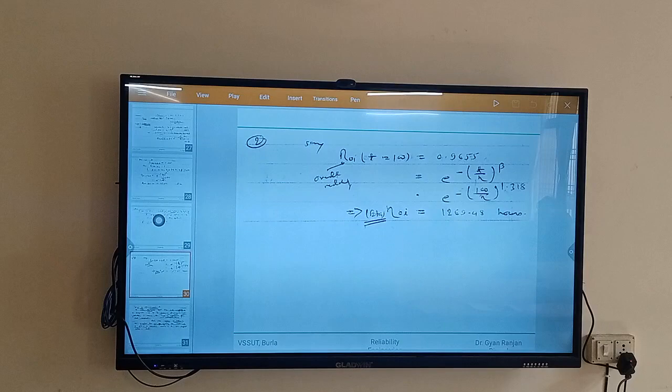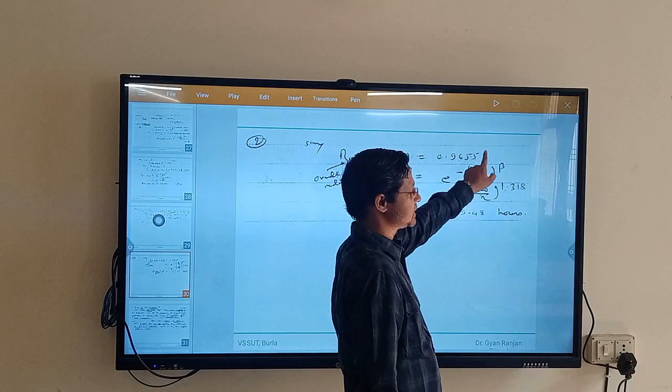I want to calculate. Understand? So T is given, beta is anyway the same, so we have still considered the same factor 1.318, okay? Very, very popular value. R is given of that section or component or system, whatever you assume. So that is 96.55% given right now. That means something is above 95%, okay? In raw language, as a layman, the overall reliability of the system at the 100th hour is 96.55%.